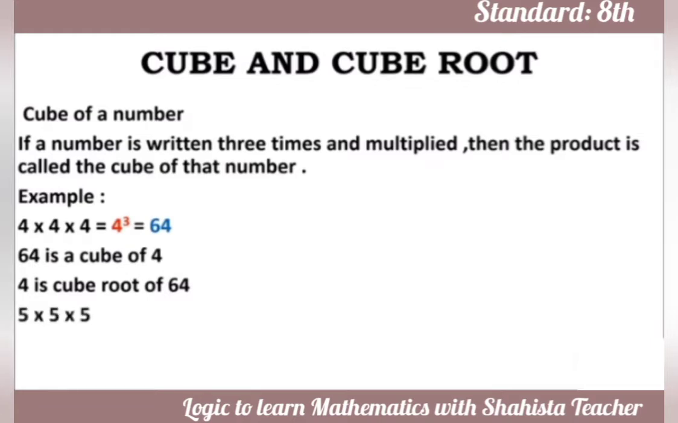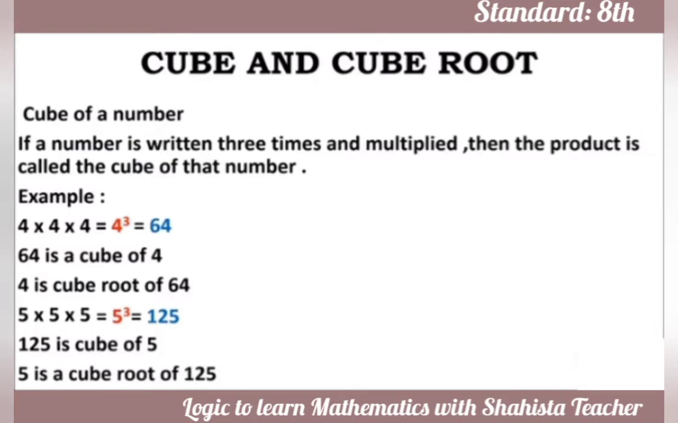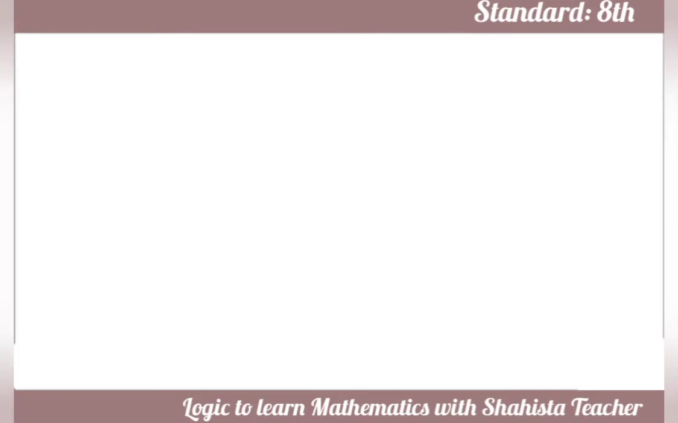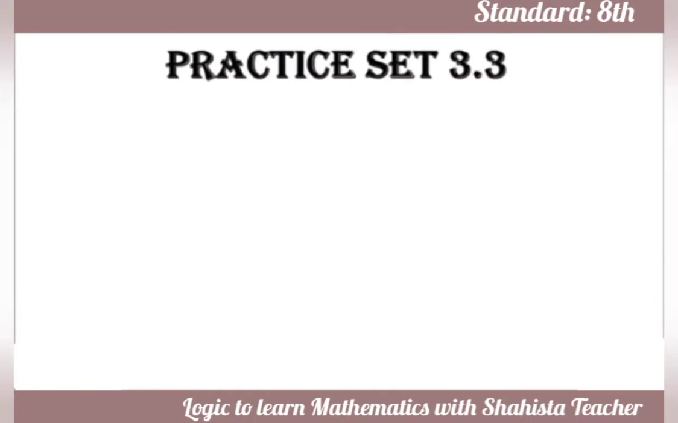Understand? Now let's take another example. 5 multiplied by 5 multiplied by 5 is equal to 5 cube, which is 125. How? Because 5 fives are 25 and 25 fives are 125. The same number is multiplied thrice. So 125 is the cube of 5 and 5 is the cube root of 125. Is that clear? Let's solve practice set 3.3 question number 1.